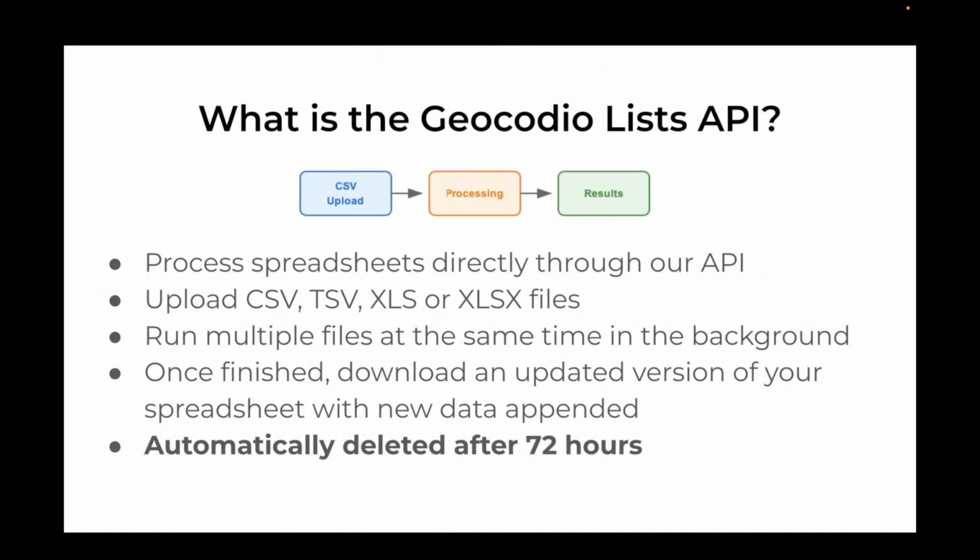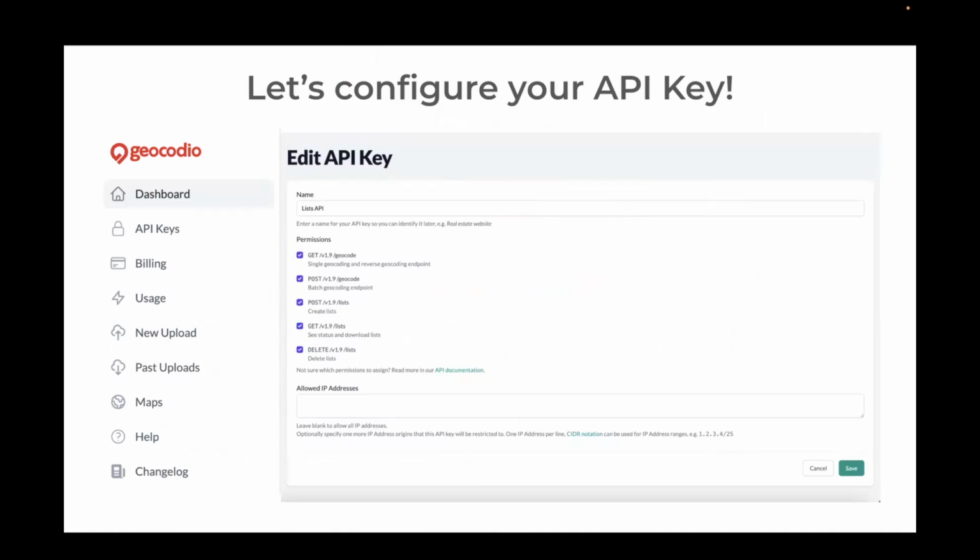If this is your first time using the Lists API, you may need to take a minute to configure your API key to use these new endpoints. By default, they're turned off, but you can access the Lists API permissions and switch them on at no additional cost to your existing account.